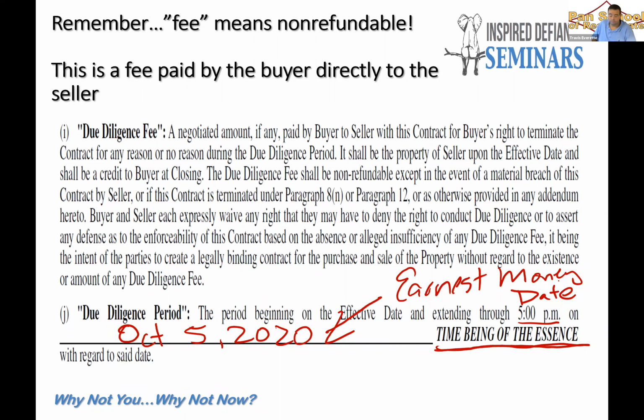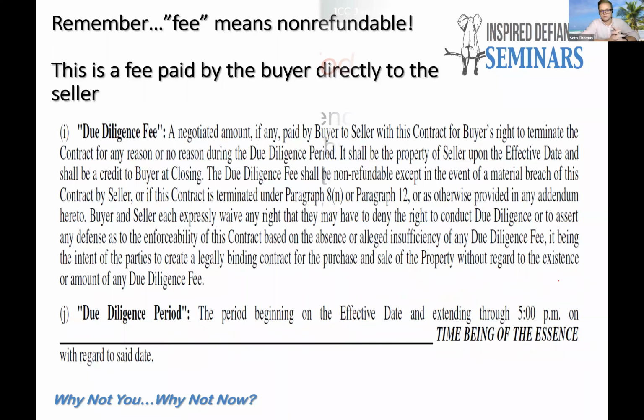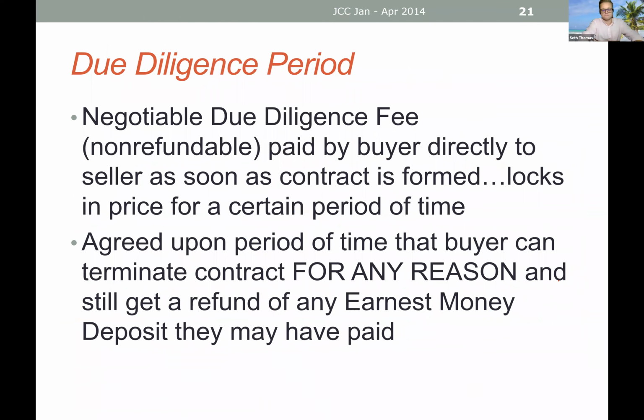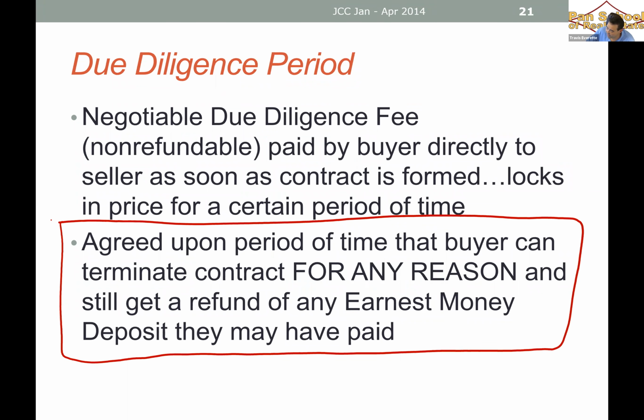Can't do it after that. Okay. It's a negotiable period of time. It's a negotiable amount of money. And here's the big thing about the due diligence period. It is a period of time that the buyer can terminate the contract for what reason? Any reason. Any reason they want, and get a refund of their earnest money deposit, as long as they terminate during the due diligence period.